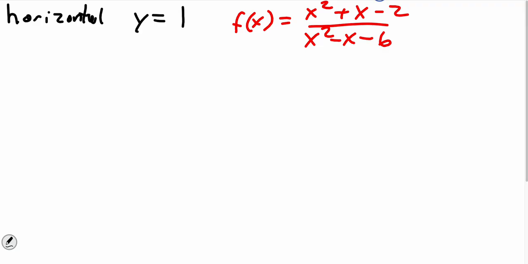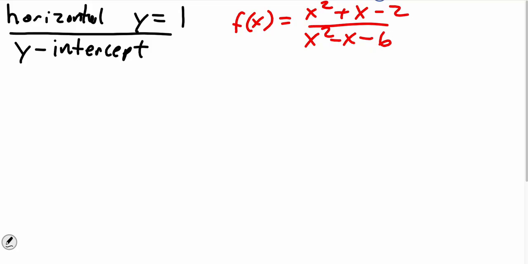Typically, the second easiest thing to find, so this is the first thing. The second thing is the y-intercept. This is the order I usually do these problems. Horizontal asymptote, and I won't be able to write out everything on this board this time because it's a little bit goofy, but hopefully you can hear what I'm saying.